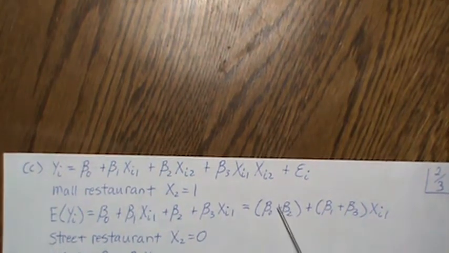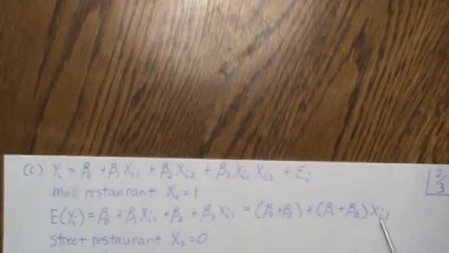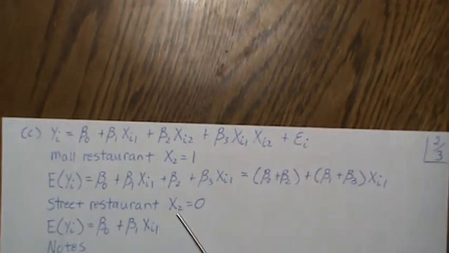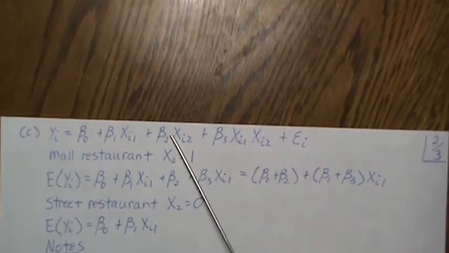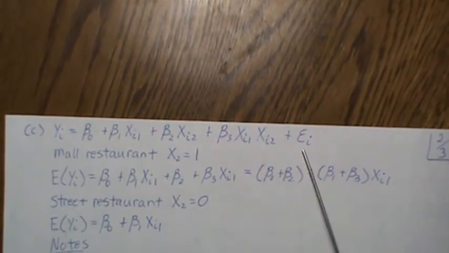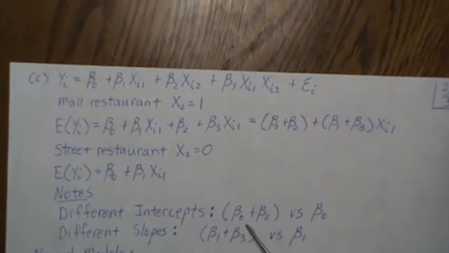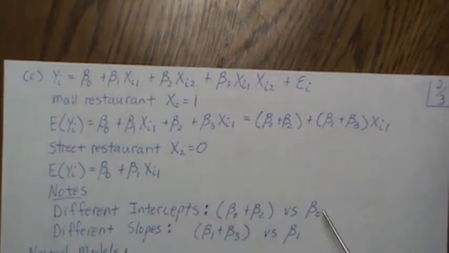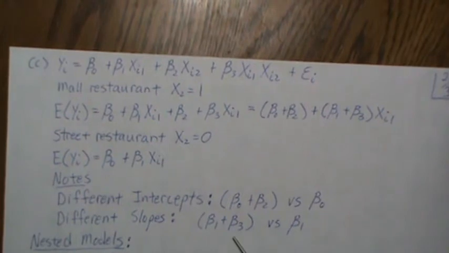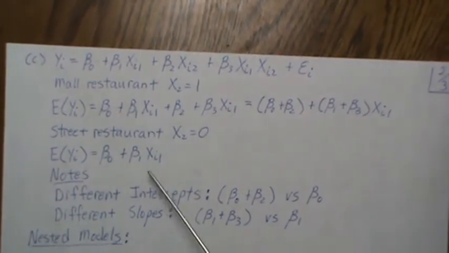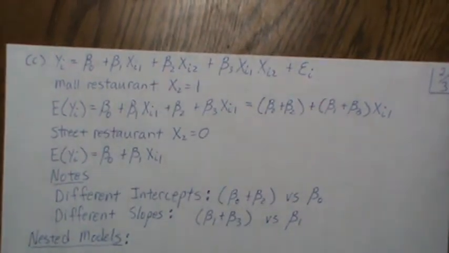So this is the intercept and this is the slope of the line for mall restaurants. Now street restaurants, x2 is 0, so this goes away, that's 0, so it goes away. The expected value is just this. So note, we have different intercepts, right, there and there, and we have different slopes, right? This is the slope of street restaurants, this is the slope of mall restaurants.